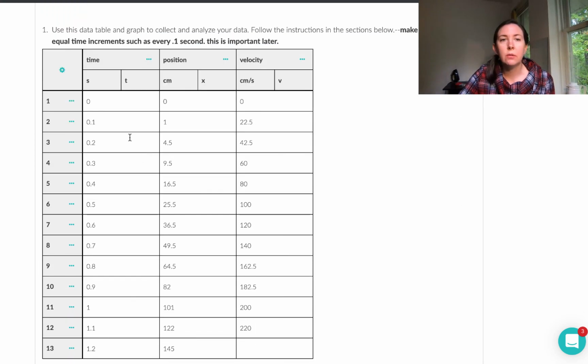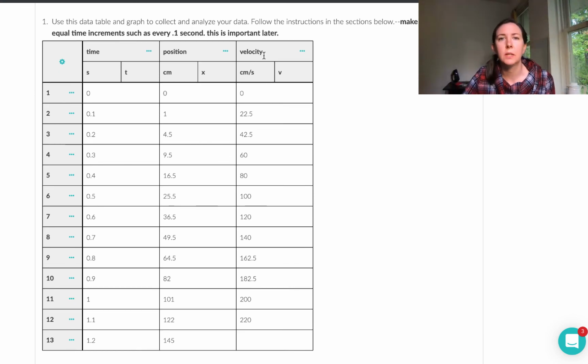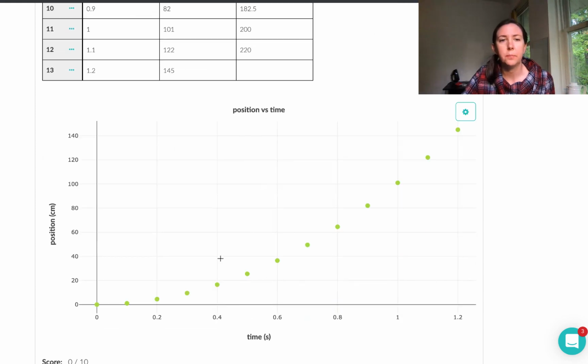So I started out just measuring my position and my time. I put the time first in even increments, and then the position second, because I like my independent variable to be first and my dependent variable to be second. You can ignore this column for now. All right, so this makes a nice position versus time graph.